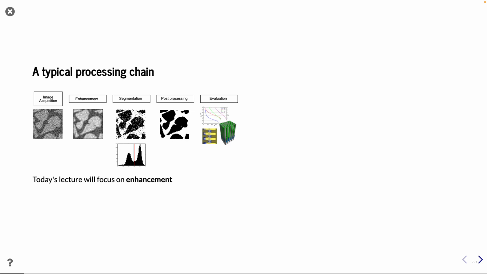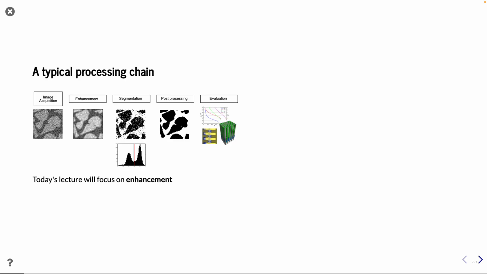And when we look at the full image processing chain, we start with the acquisition, which we have already talked about in the first lecture, a little bit in the second lecture. And then comes the next one, which is enhancement to produce, say, nice images.